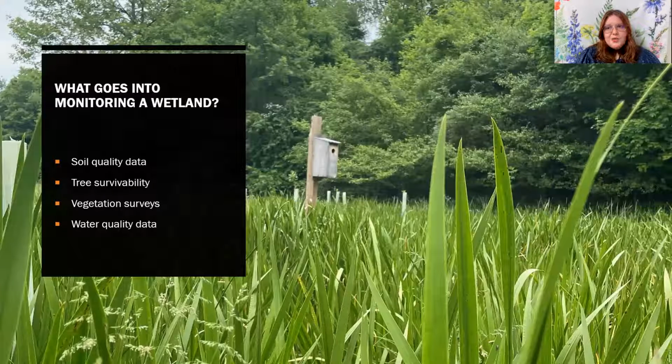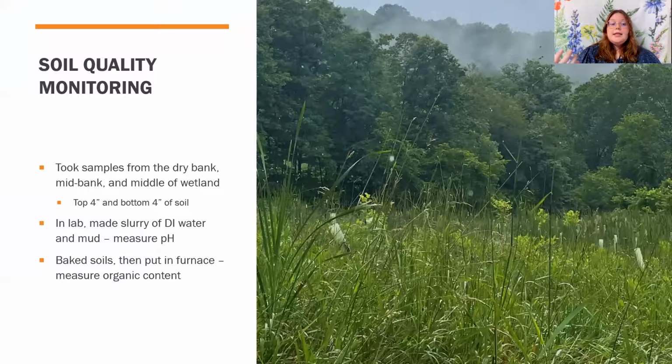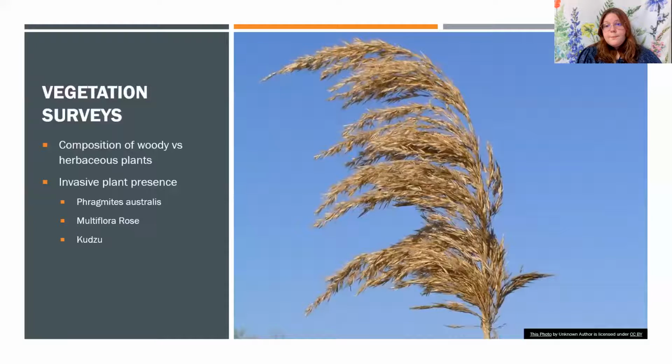So what do you actually do when you monitor a mitigated wetland? So we took tree survivability, soil quality data, vegetation surveys, and water quality data. So soil quality data is important to measure the pH of the soil and the organic content. So we took samples from 3 different points, and back in the lab, we measured the pH and the organic content of these soils to determine if the wetlands were functioning as they were supposed to with the soil quality, which is important for plant growth.